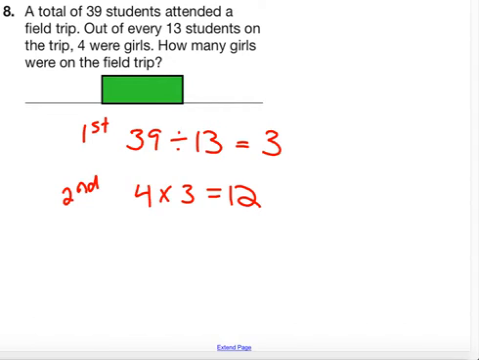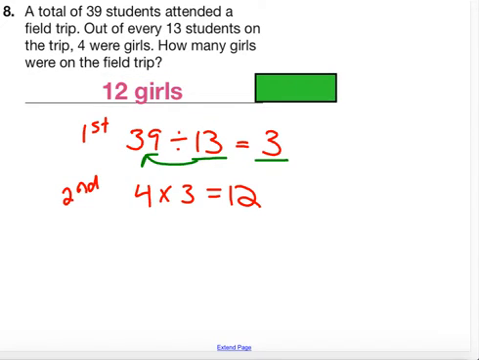Okay? So in that case, we have 39 students attended the field trip. Out of every 13, so as you group those, you will get 4 girls for each one of those groups. How many girls were on the field trip? And the answer is 12 girls.